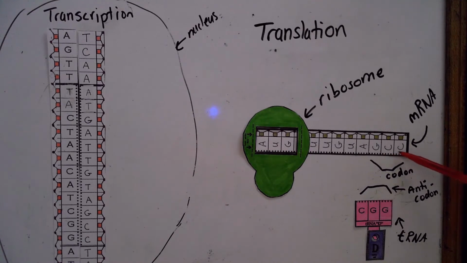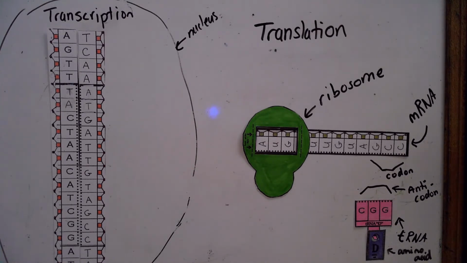The codon and the anticodon will have to match in order for the amino acid that is being carried by the transfer RNA to be dropped off. So this here is representing an amino acid. Okay. So let's see how that process is going to work.